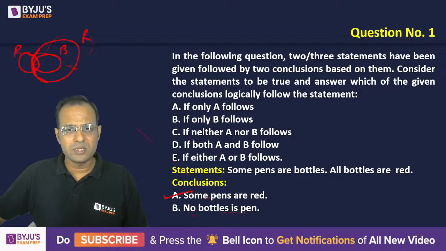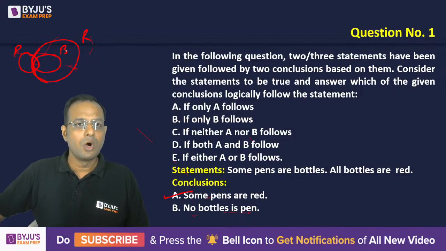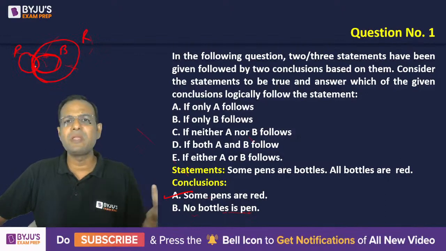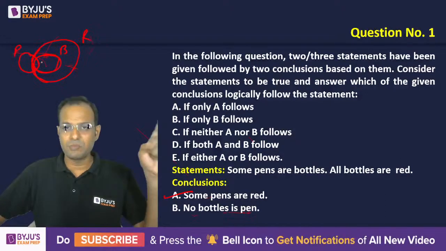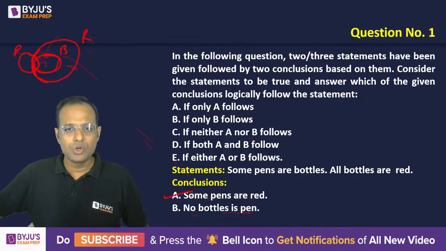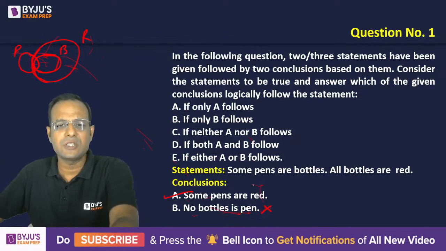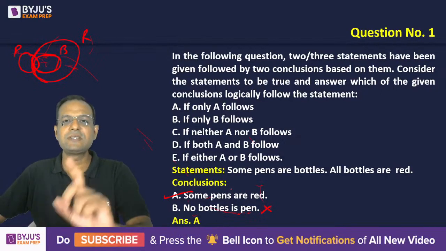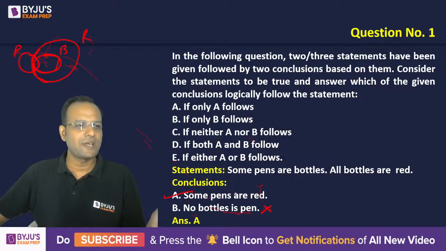No bottle is pen. But this proves that some pens are bottles, and there is a possibility of some bottles being pens also, from the previous slide, if you remember. So no bottle is pen does not follow. That is why the answer is A, some pens are red.